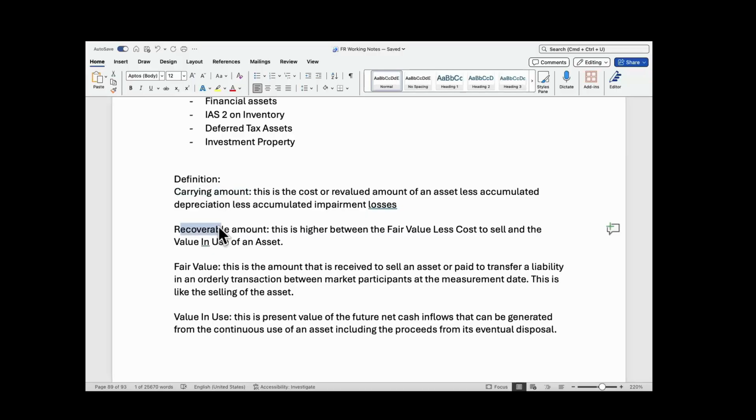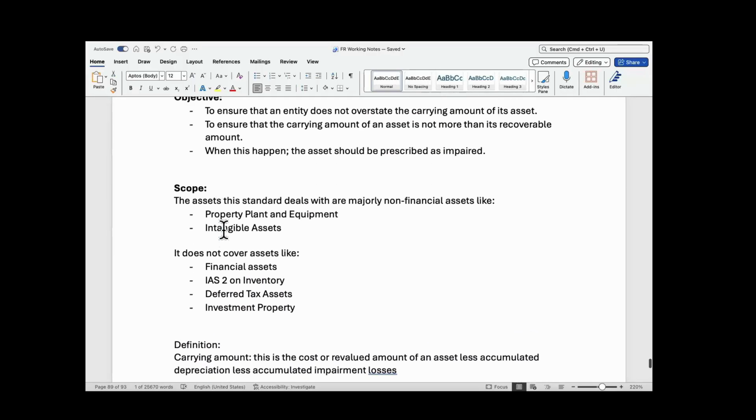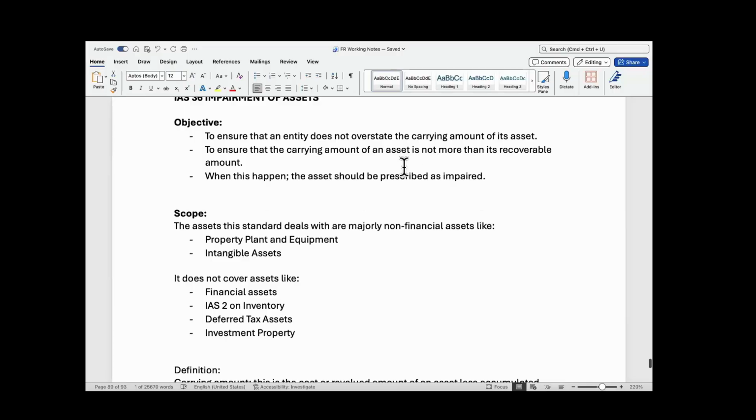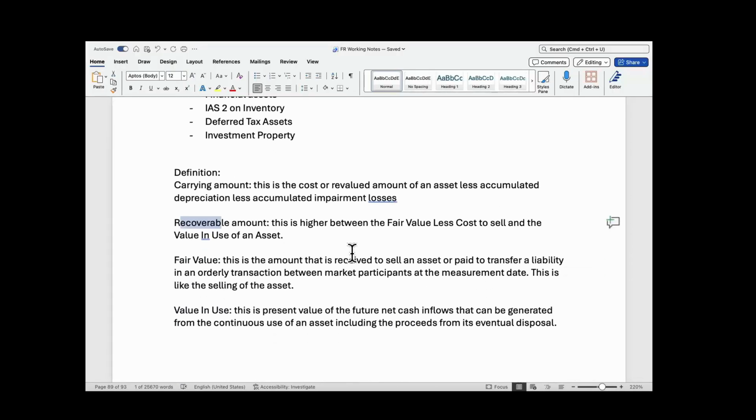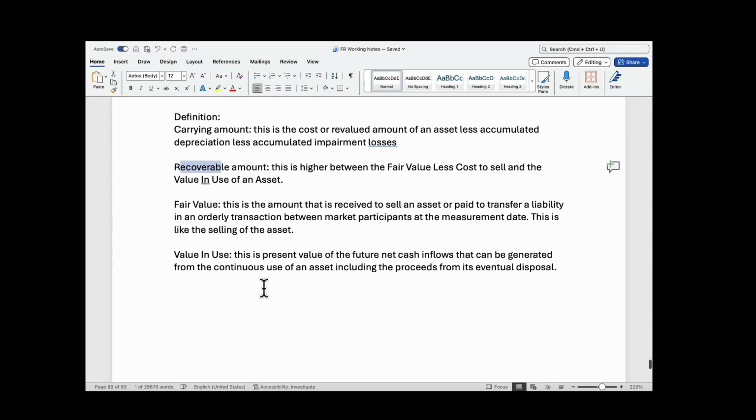Okay, that is higher than this. So when your carrying amount is higher than your recoverable amount, that means you are overvaluing, you are overstating your assets. It's overvalued. So you need to impair that asset. You need to reduce the value. I mean, that's all we want to do. It's so straightforward. There's really nothing much here. So that is all.